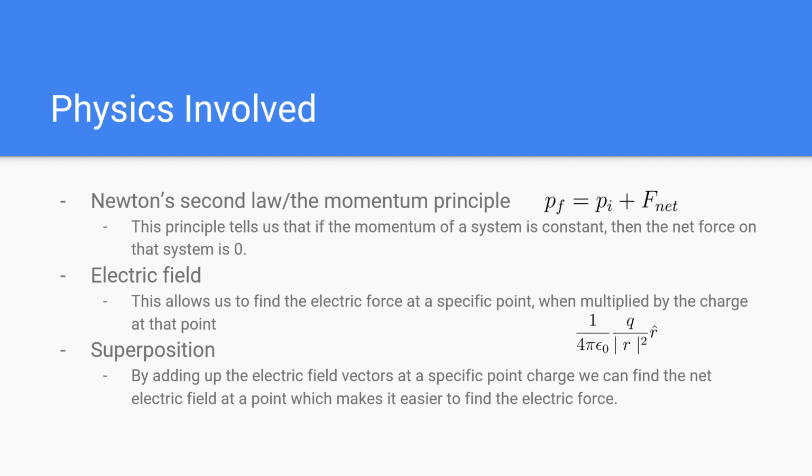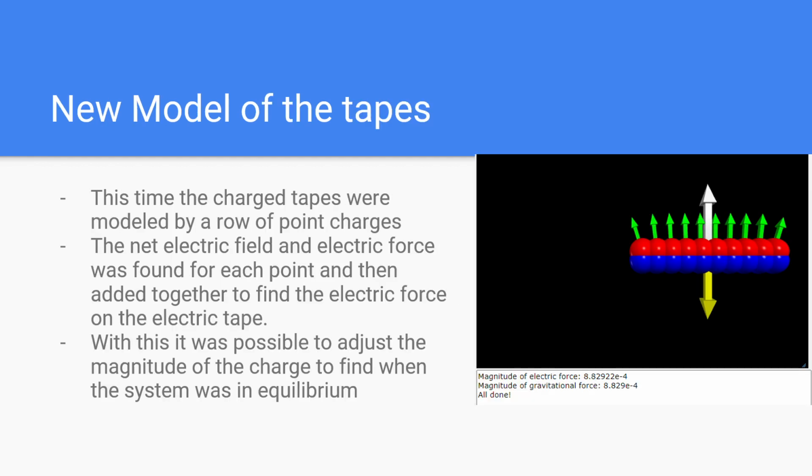Then we have another physics principle, the electric field calculation, which allows us to find the electric force at a specific point when multiplied by the charge at that position, using the equation here. And superposition, which is when you add up the electric field vectors at a specific point, you can find the net electric field at that point, which makes it easier to calculate the electric force in the manner described above.